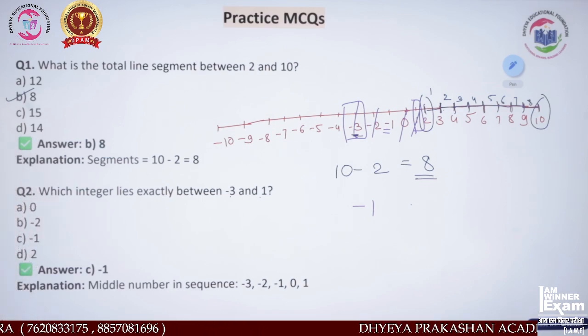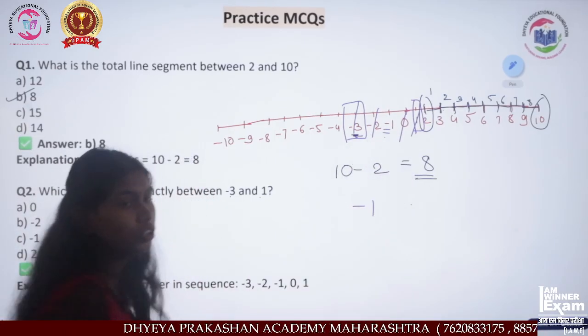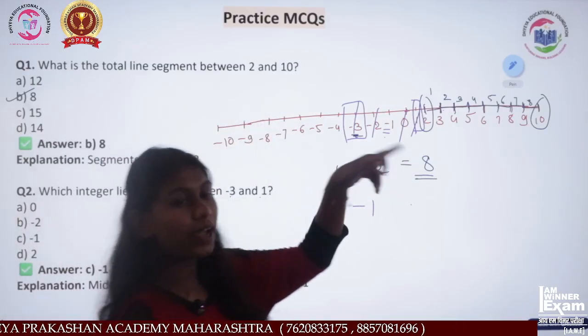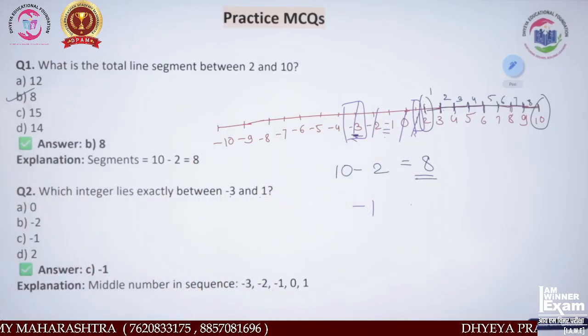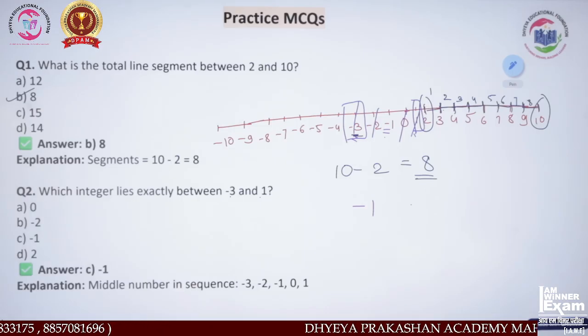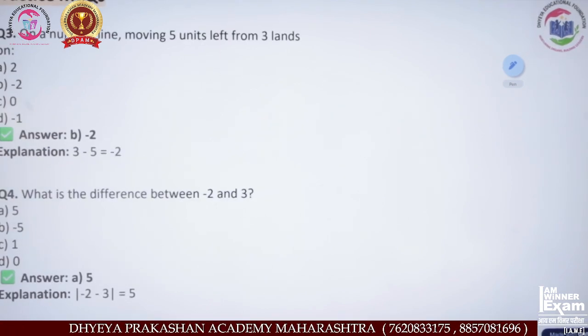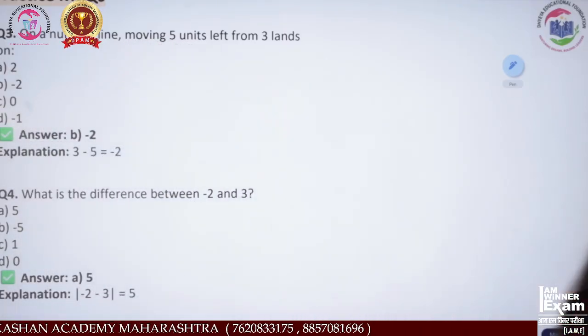Okay. So like this only you can count the middle number which is remaining, that is the -1. So -1 will be the exact number in the middle of -3 and 1. So which is exactly between -3 and 1? That will be -1. So here it is C, that says -1. Okay. Then next, on the number line moving 5 units from third lands on.